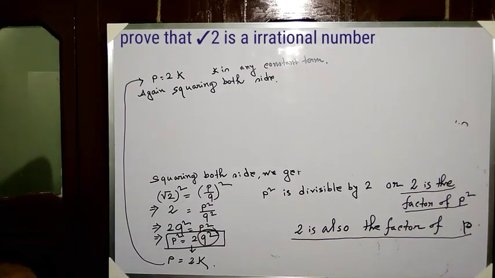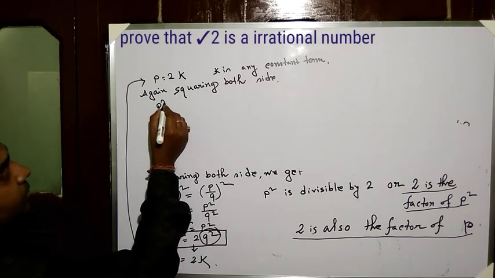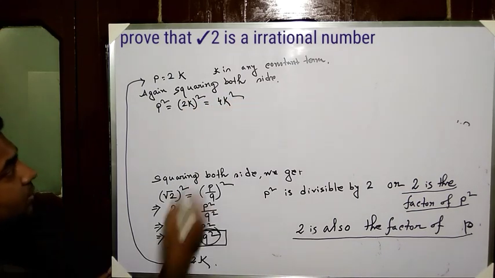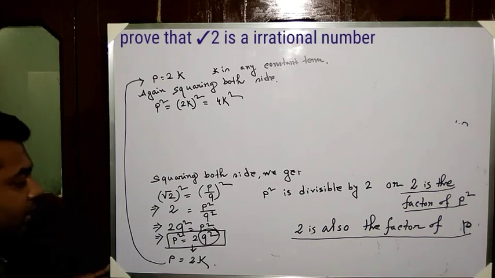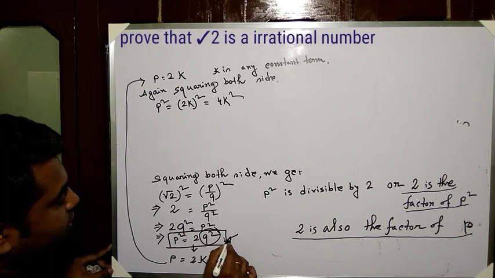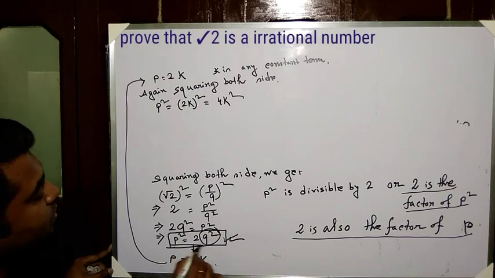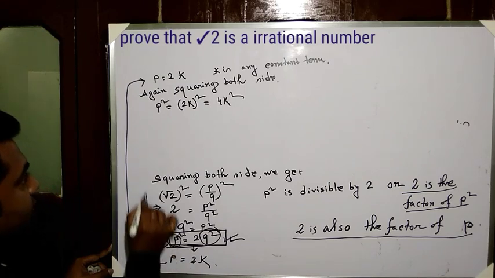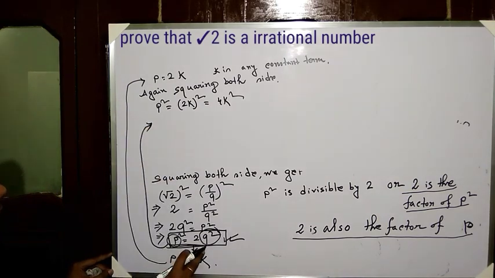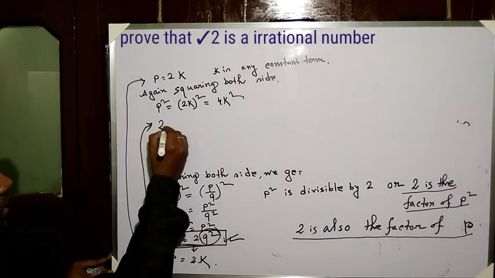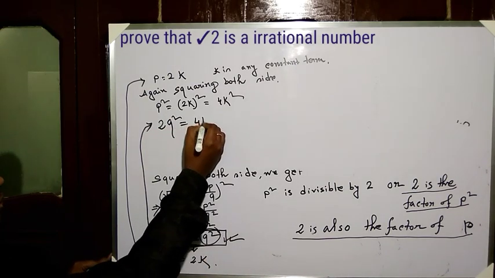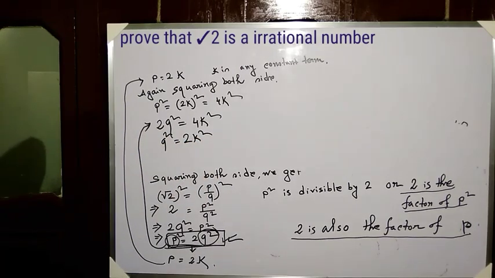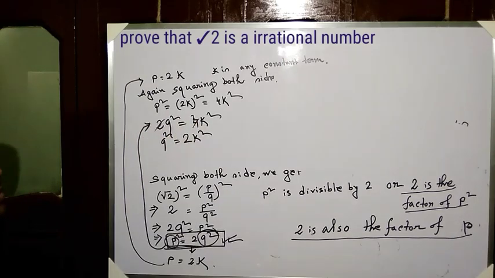Again squaring both sides. So what we will see here, p square equals 2k whole square equals 4k square, no problem. But already you have p square equals 2q square. So you will take this value of p square from here. The value of p square is 2q square. So right here 2q square equals 4k square. So therefore q square equals 2k square, just simplifying 2 and 4.